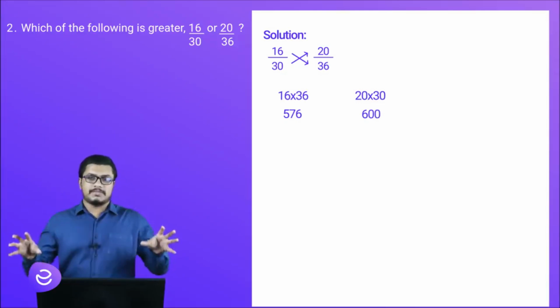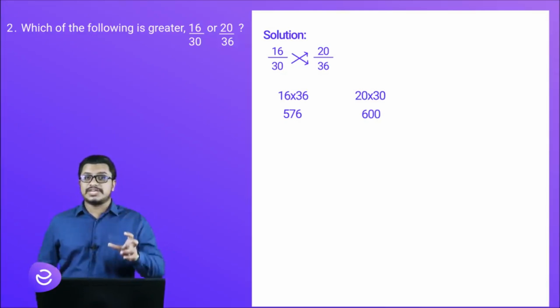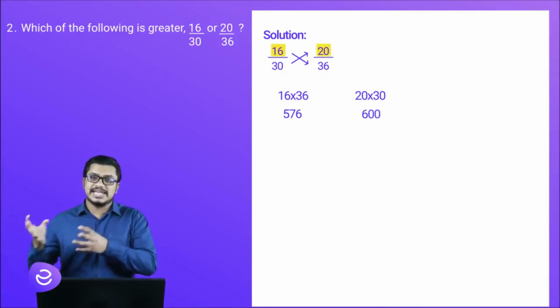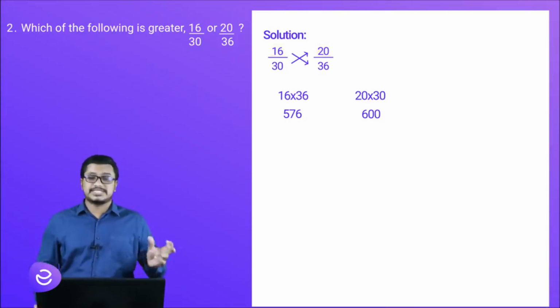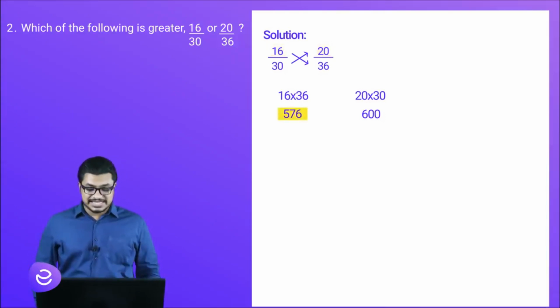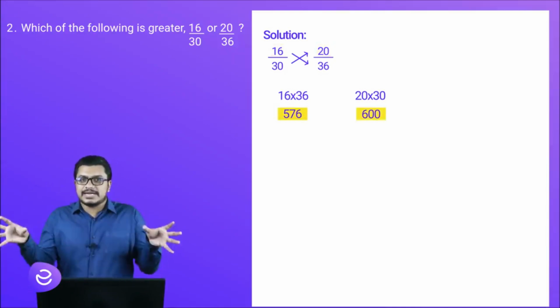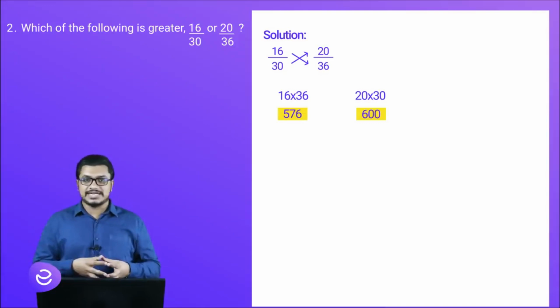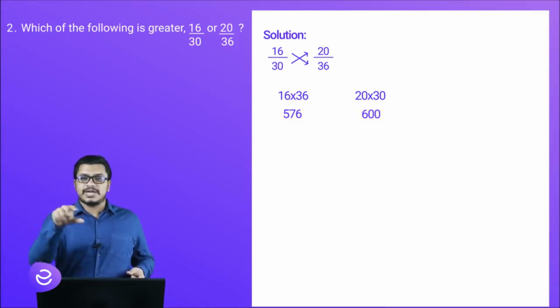Now we have two numbers, so check the original numerators, which are highlighted right now, 16 and 20. Multiplying, 16 into 36 gives you 576, and 20 into 30 gives you 600. Which is the greater number here? Obviously 600 is the greater number. And which numerator has resulted in 600? The numerator 20.